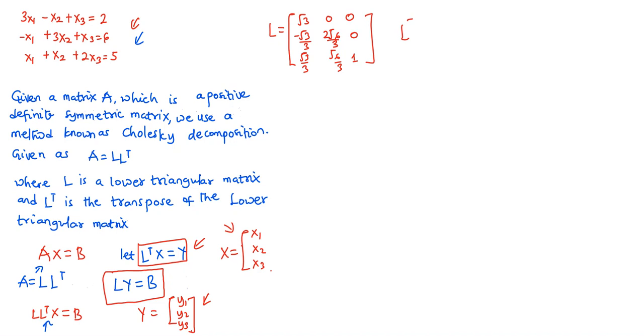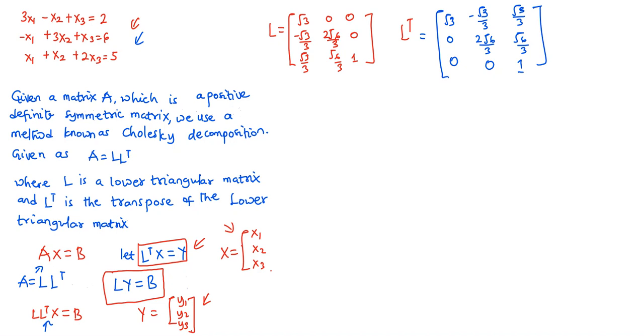Let's find the transpose. For the transpose, we're going to have root 3, 0, 0, and then you're going to have minus root 3 on 3, and then 2 root 6 on 3, and also 0 here. Then you're going to have root 3 on 3, and then root 6 on 3, and then 1. So this will be the transpose.